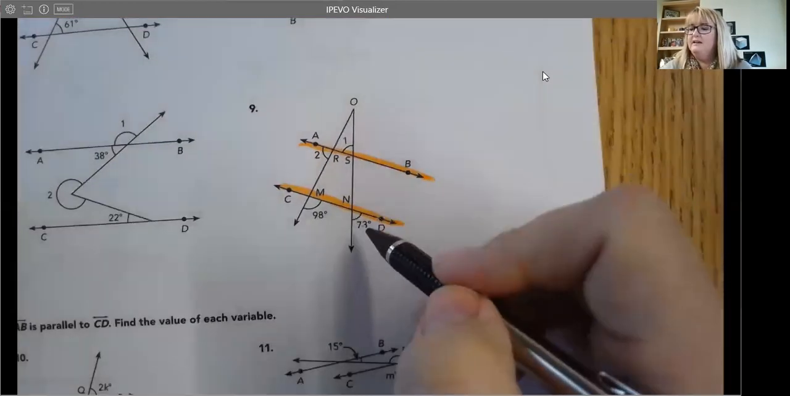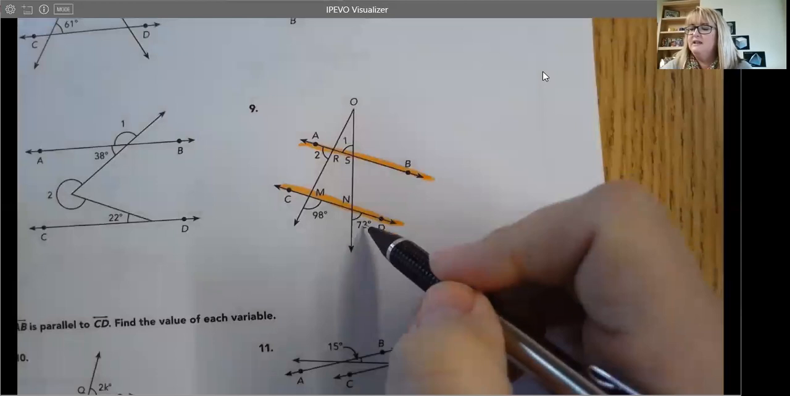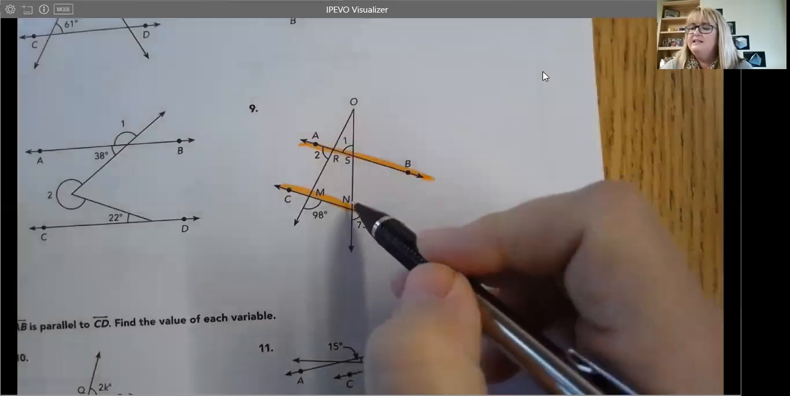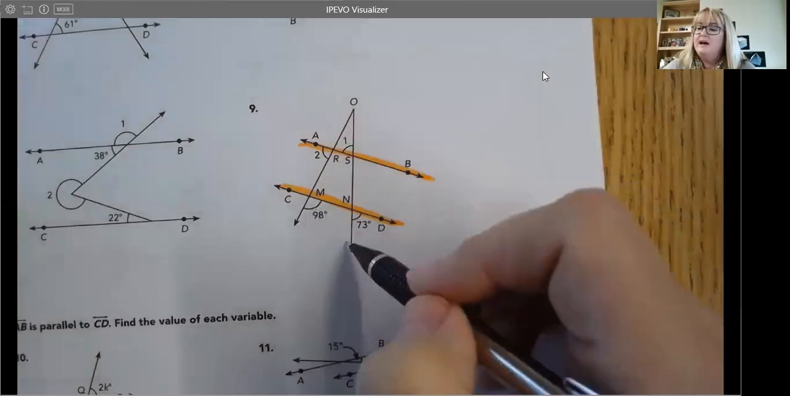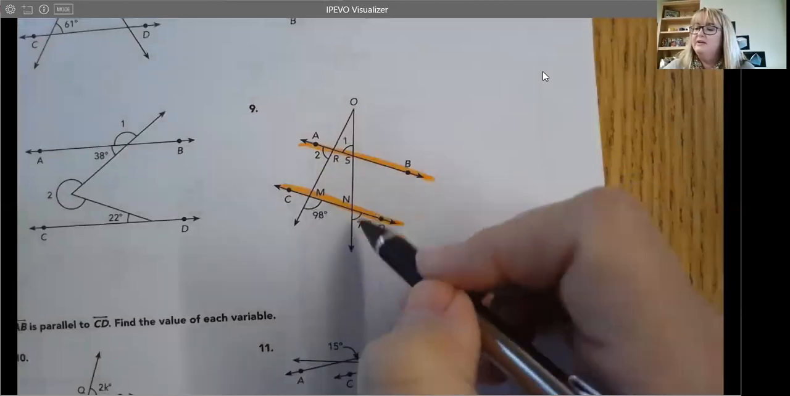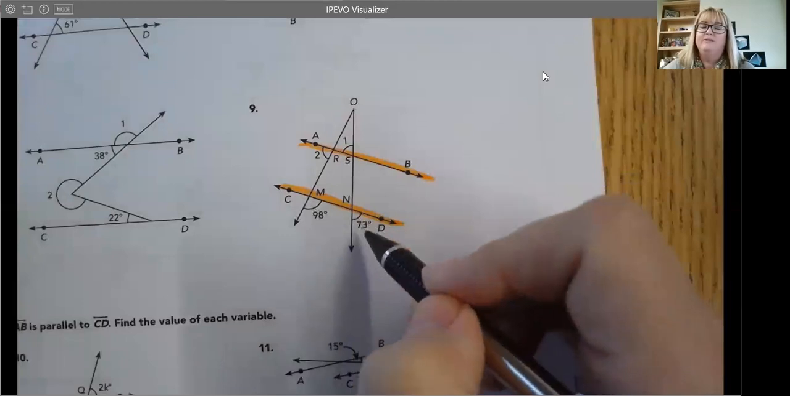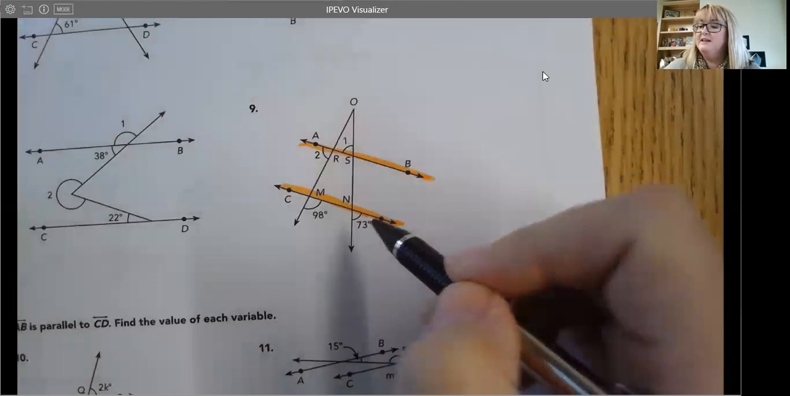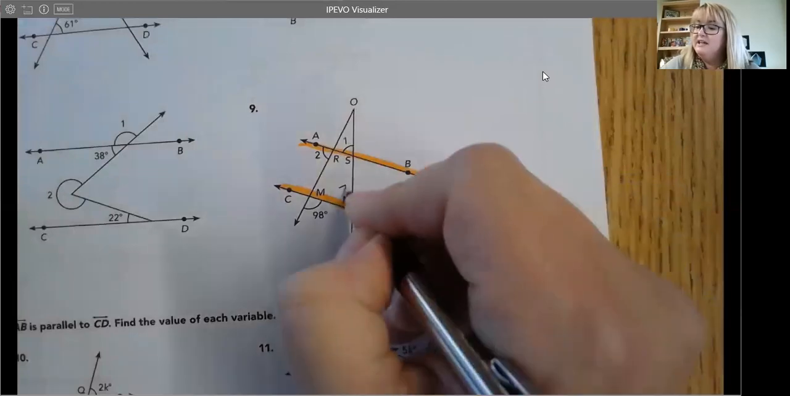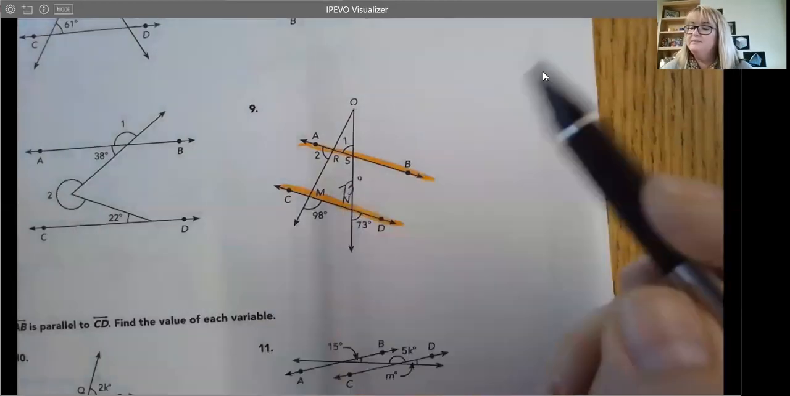If we are looking at this, these two measures are going to help me somehow. I know that 73 and angle N are vertical. And what do we know about vertical angles? We know they're the same measure. So that means angle N is 73 degrees.